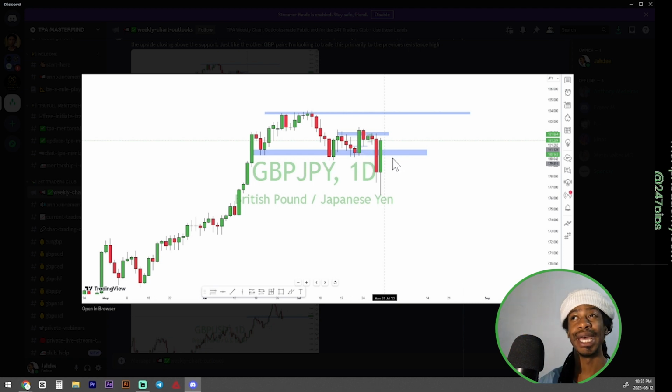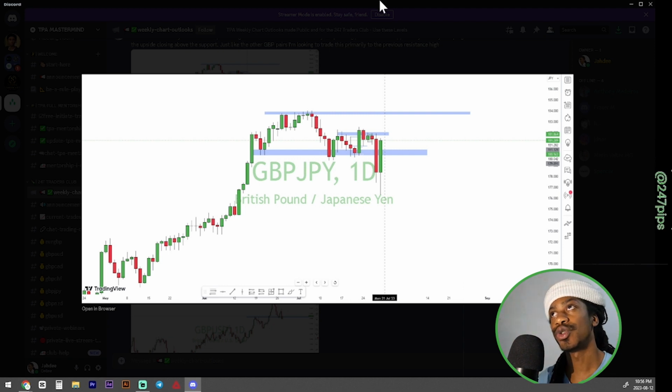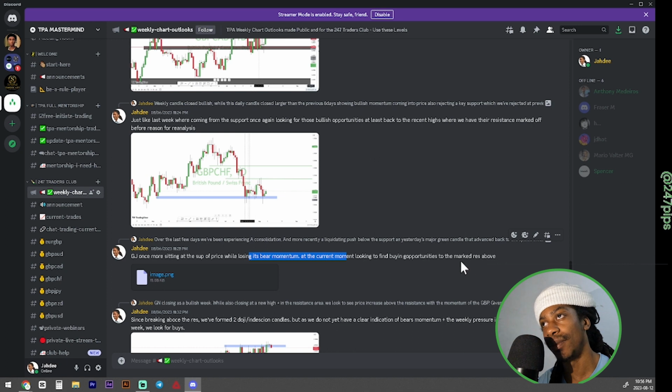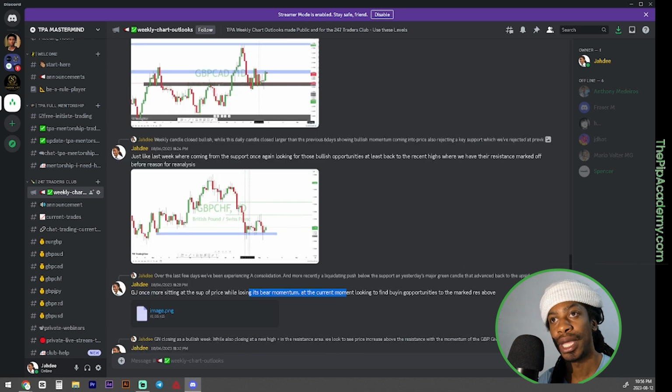Maybe there would be continuous breaks and disrespect of the zone, just showing no weight, no actual validity, then we would have to readjust the zone. But in this case here, let's just read what I actually have written here for this. So GJ once more sitting at the support of price while losing bearish momentum, and at the current moment looking for buying opportunities with the market resistance above. So let's take a look at what we have.